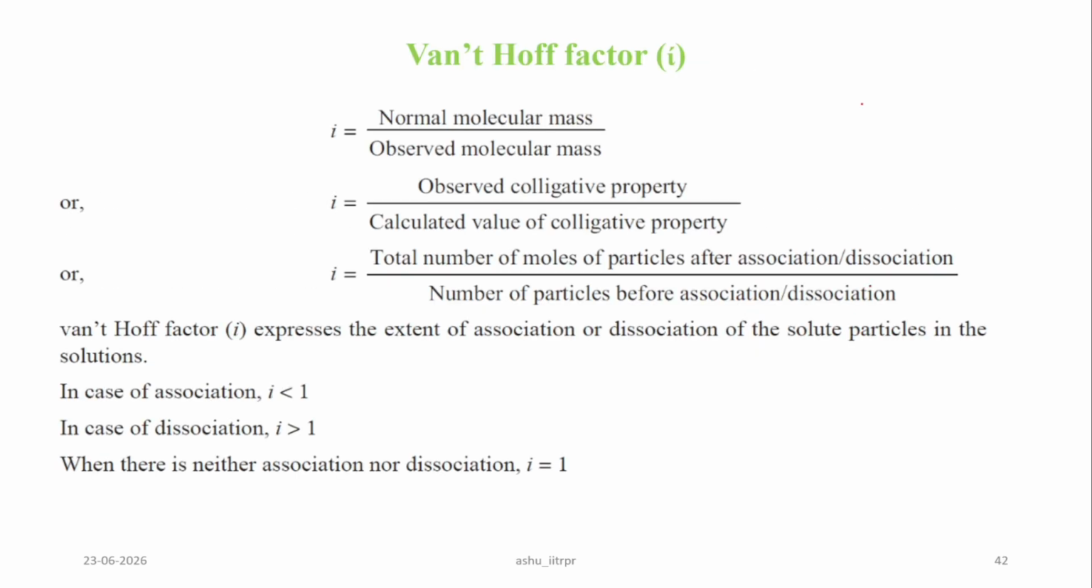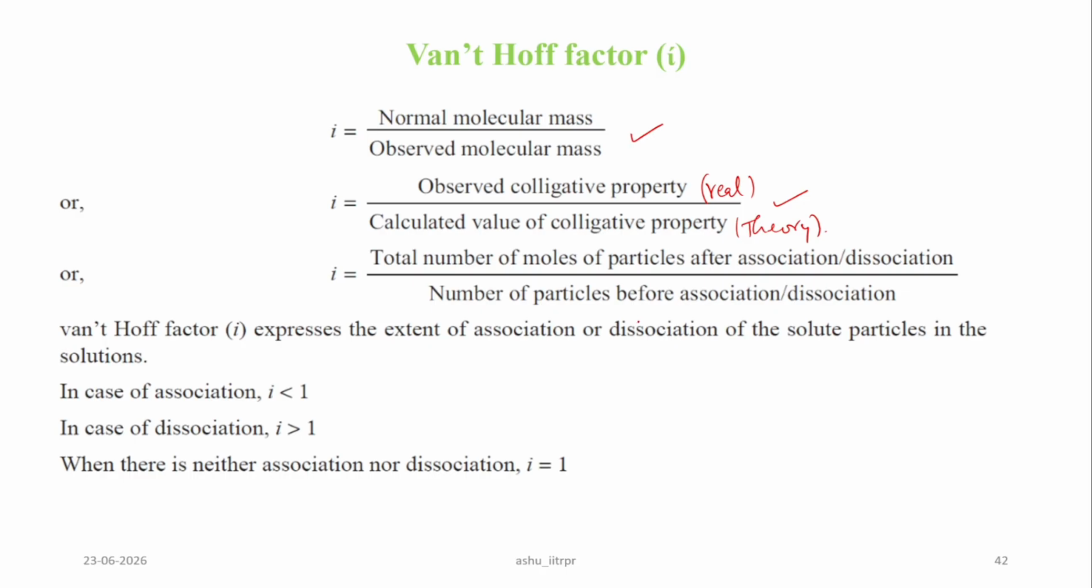Okay, so these are the formulas that you should know. I is normal molar mass divided by observed molar mass, and it is the ratio of observed colligative property divided by calculated value of colligative property. So observed is what we call real, what we do in experiment, and calculated means it is theoretical, whatever we calculate in theory using formulas and calculation.